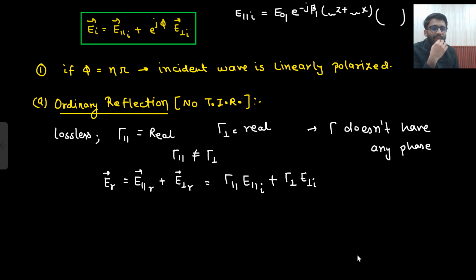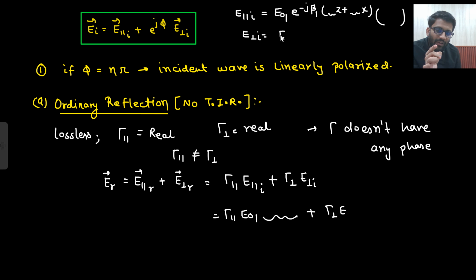Phase is 0. So if phase is not getting changed, that means the parallel component and perpendicular component have changed their magnitudes. Here your gamma parallel will be multiplied with E01 and something would be coming, and this perpendicular component, the incident perpendicular component, was having a magnitude of E02. This is what I am assuming. And e to the power minus j beta 1, something was there. This something, z and x component, was also there, and they were dancing in some other direction.